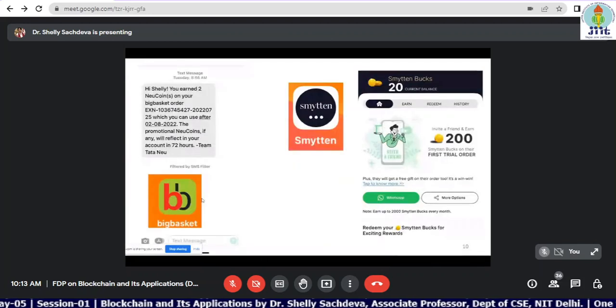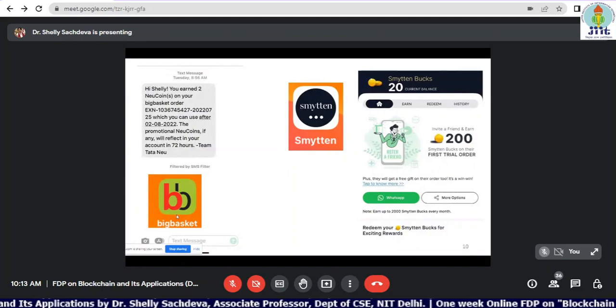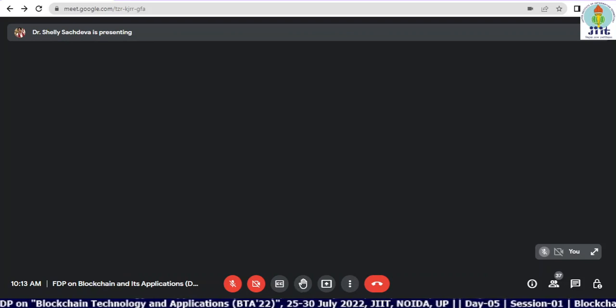Now, this is an example of where blockchain is being used nowadays. Most of us make use of an application called BigBasket, and some of us use an application such as Smitten. What BigBasket has introduced as a blockchain concept is this one. I did some purchasing on BigBasket, and then it says, for this purchase, you have earned 2 NeuCoin. It is a kind of currency, but not in terms of rupees; it's a virtual currency. This is where the concept started, when we started with the term Bitcoin.